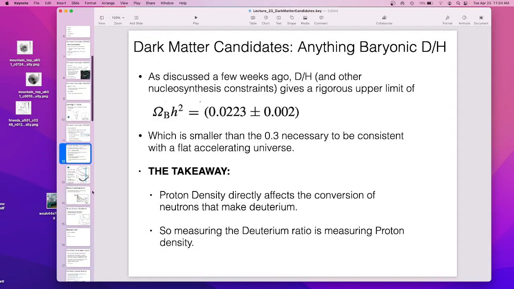So as we discussed before, the D to H gives a baryon density. So remember, omega baryon is the baryon density, so the density of protons in units of the closure density, and that only gives us 2%, which is smaller than the 30% that we need to be consistent with how the universe looks.